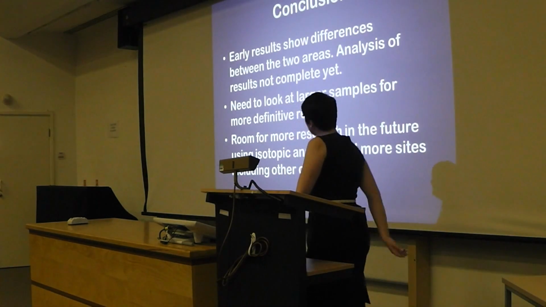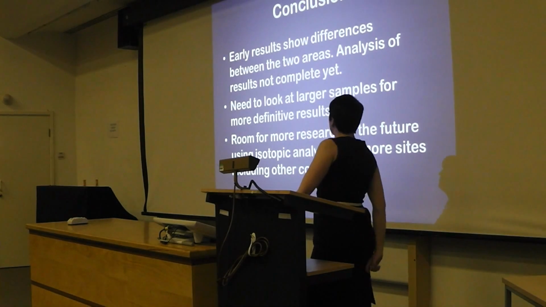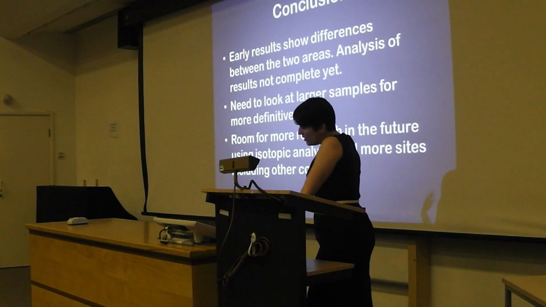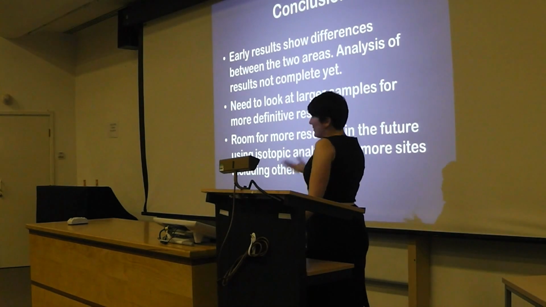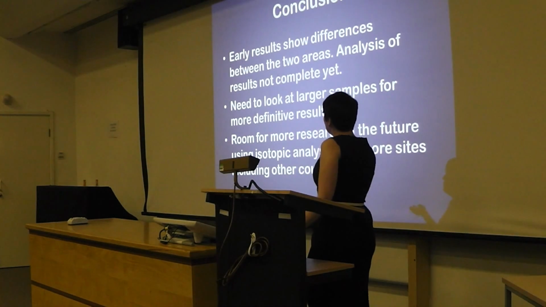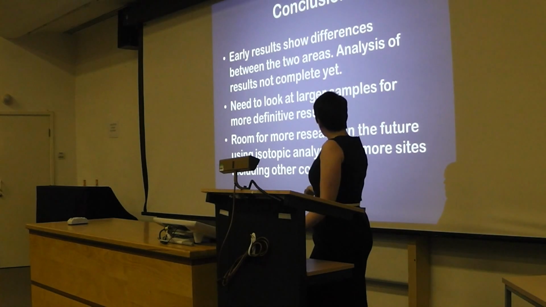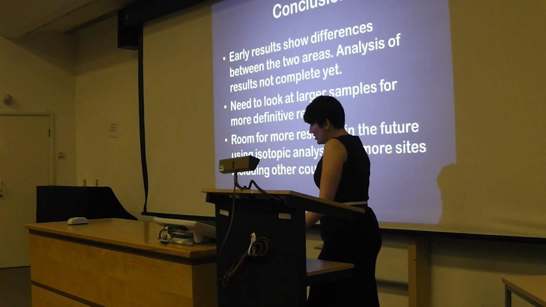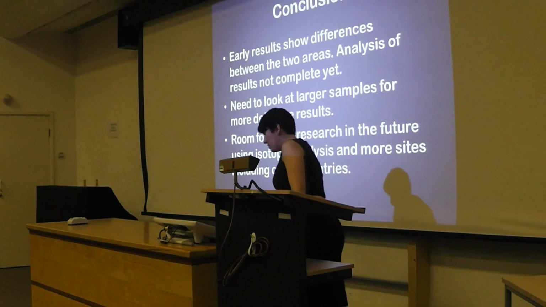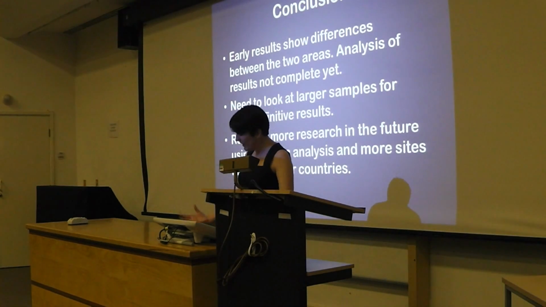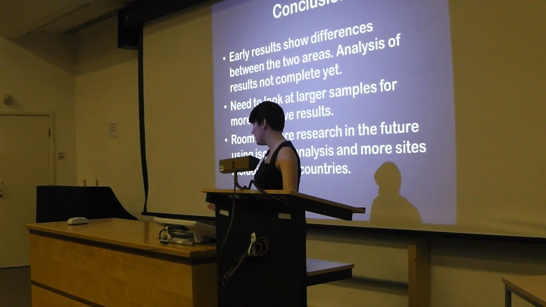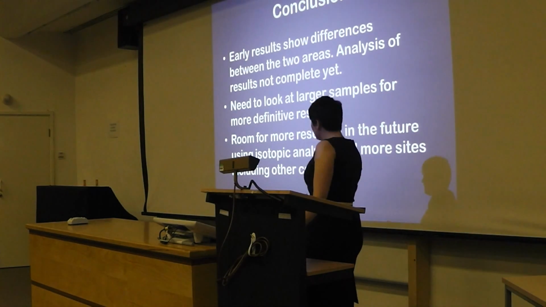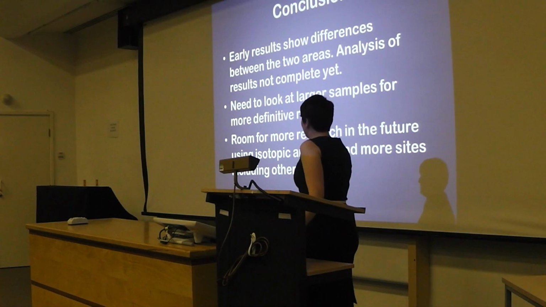So basically, my early results show the differences between the 2 areas. There are differences between Kingston and St. Augustine. I haven't finished my analysis yet, so I still have more to do. I would need to look at a lot larger samples to be able to get more definitive results. So if I could get hold of more complete remains for St. Augustine that I can compare with Kingston, then I'll be able to get obviously more definitive results.